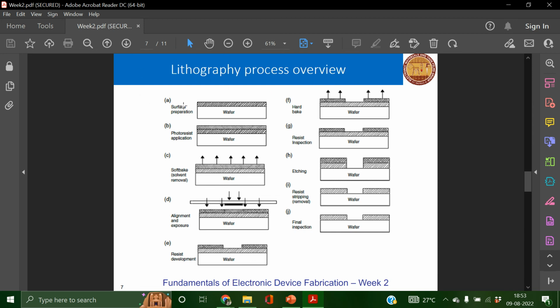And a very detailed explanation is given in lecture 3. Please go through the lecture.